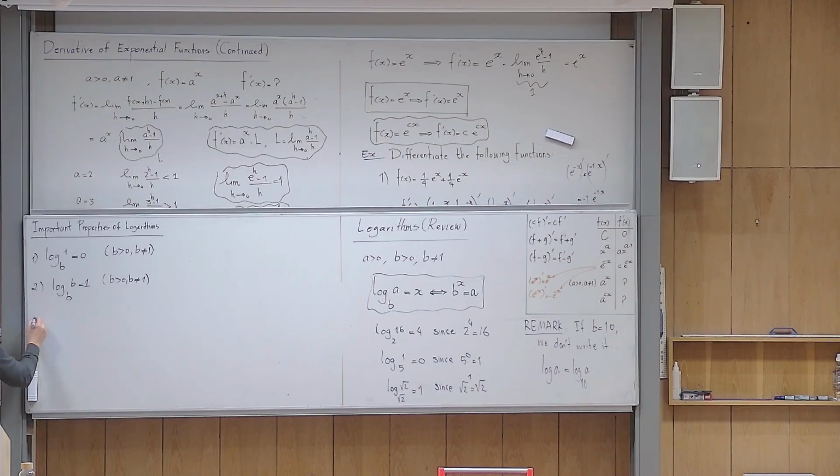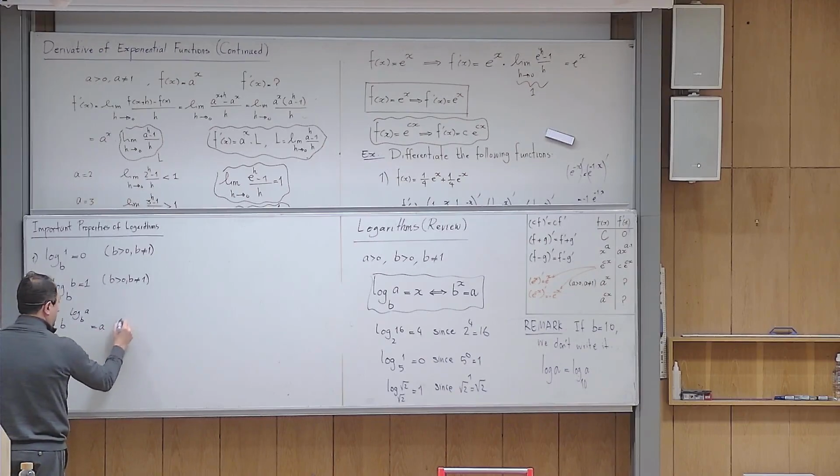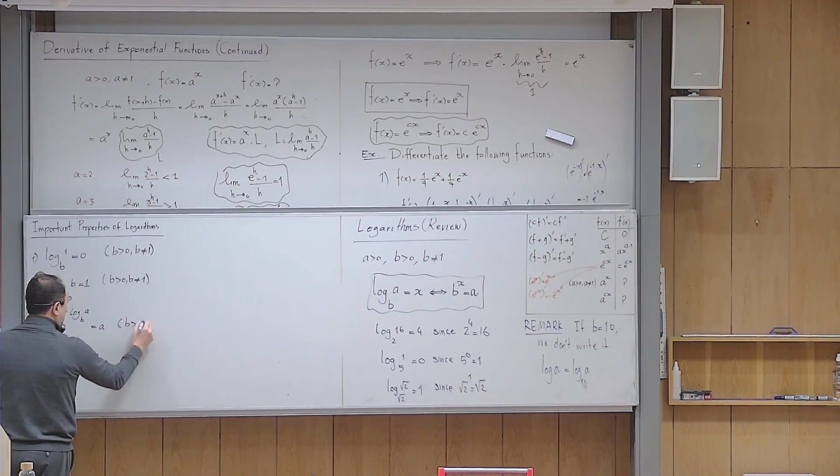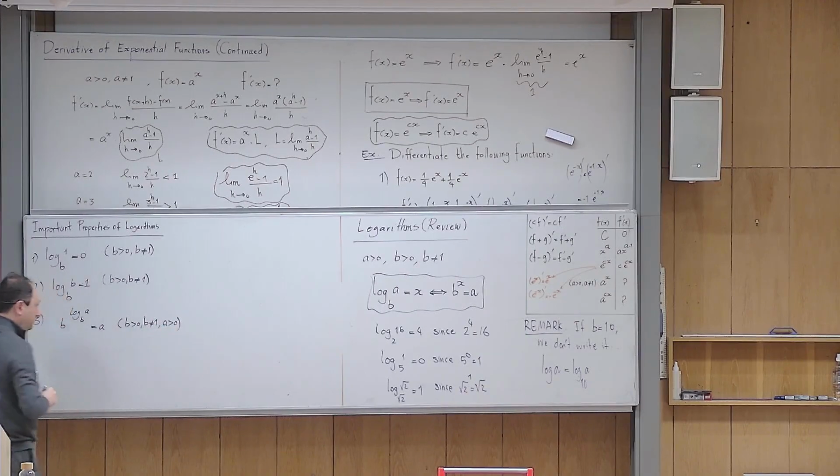Number 3, which is probably a very important one and plays a vital role in this discussion, is actually the definition of the logarithm itself. So if I ask you, what is b to the power logarithm of a to the base b? What's the answer? This is a itself. Of course, b should be positive, b shouldn't be equal to 1, and a should also be positive.